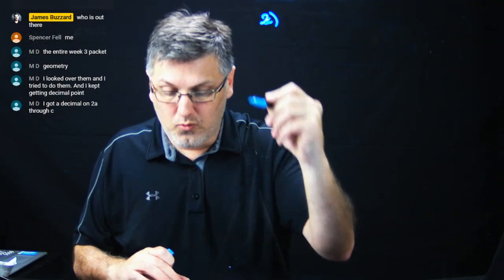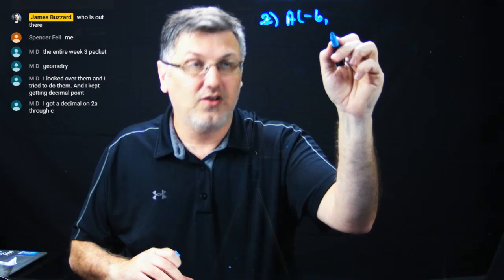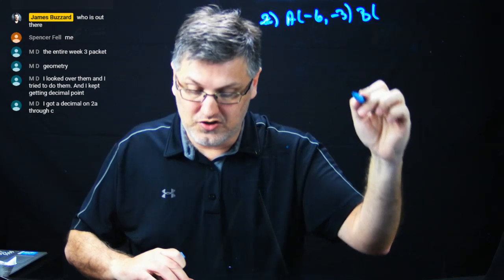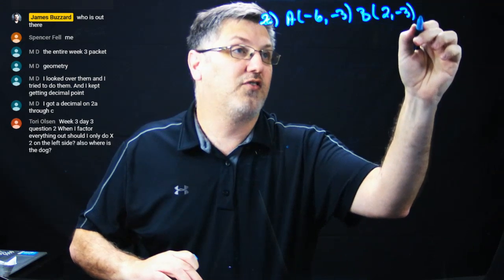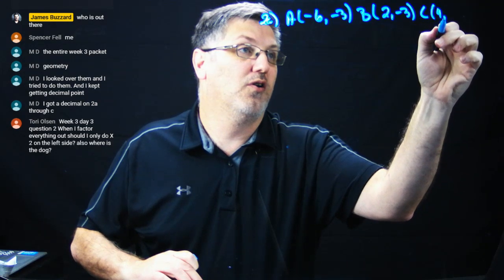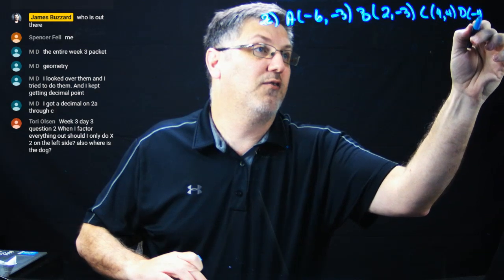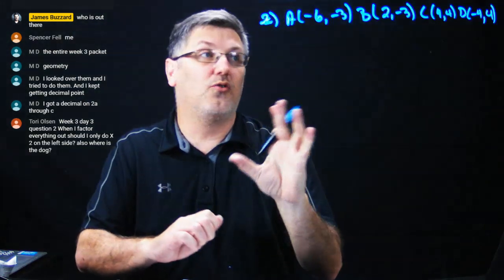So on 2A, we have these points. A is (-6, -3). B is (2, -3). C is (4, 4). And D is (-4, 4). The first thing I'm going to do is a rough graph.